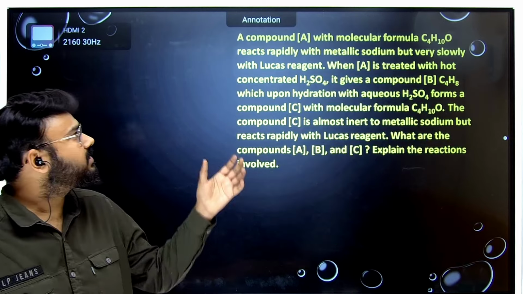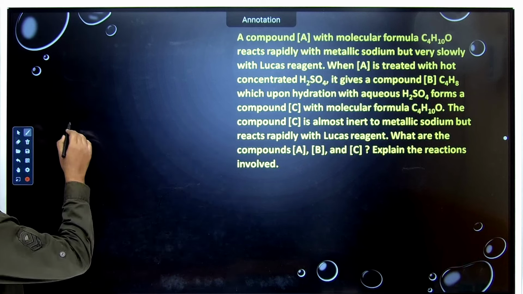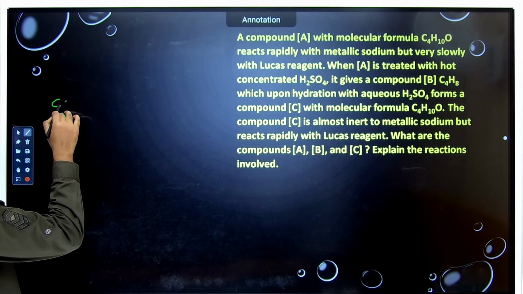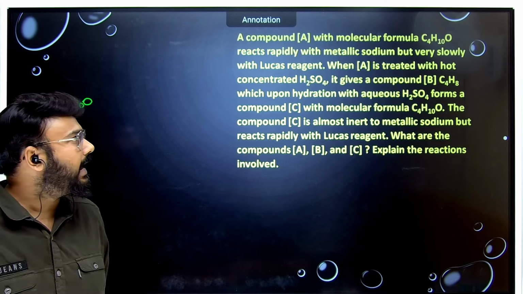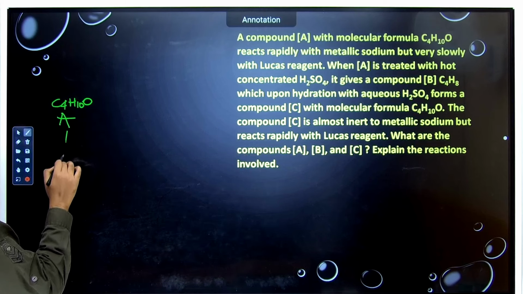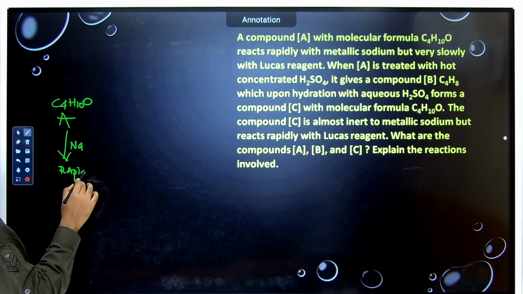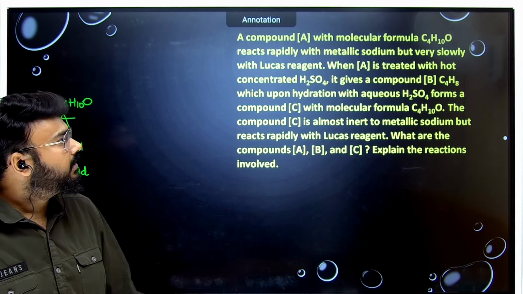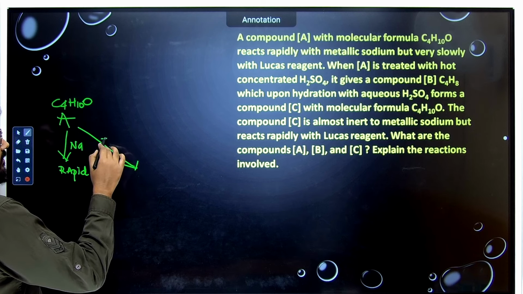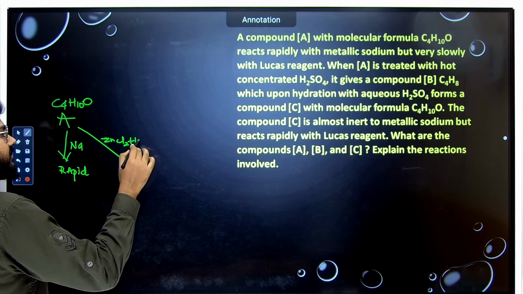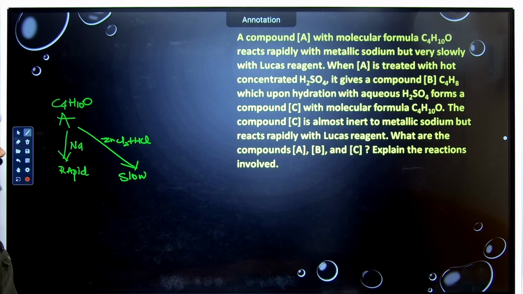In the fourth question, it says a compound A with molecular formula C4H10O. So let's write down the information. Compound A has the molecular formula C4H10O. Now it says it reacts rapidly with sodium. And it also says it is very slow with Lucas reagent. When we try ZnCl2 plus HCl, which is called Lucas reagent, it is very, very slow.